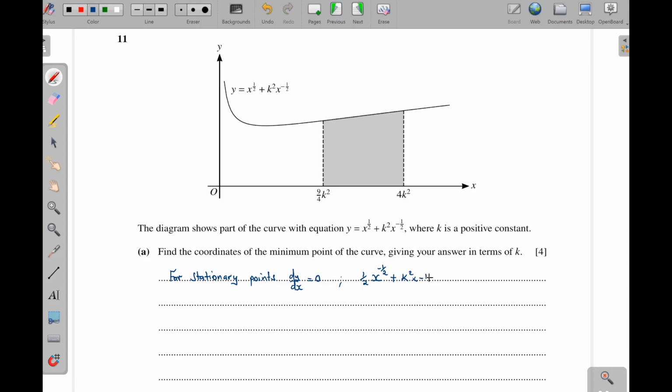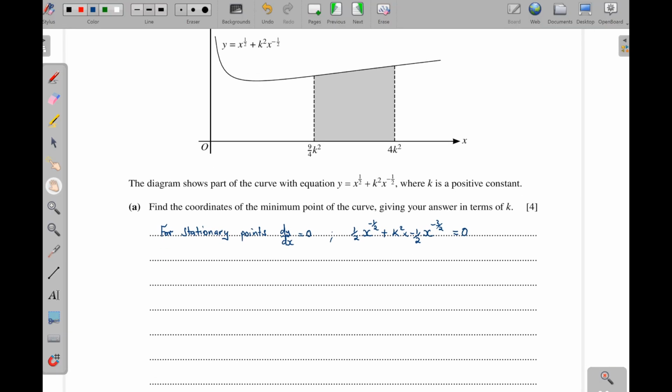So times the negative a half, and then x. This one is power negative a half. So when you subtract a 1, you'll get negative 3 over 2, right? Then you equate this one to 0. Then from here, we are going to get 1 over 2, then x power half, and then minus k. In fact, I can take it to the other side, and I say this one is equal to k squared, then over 2, x power 3 over 2.